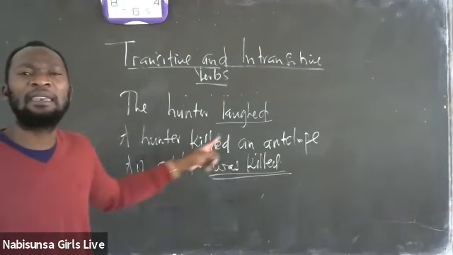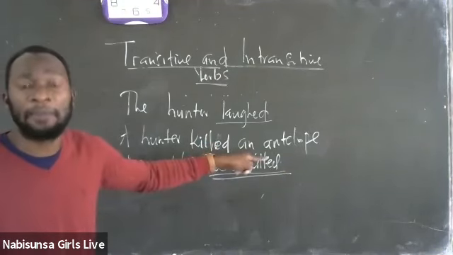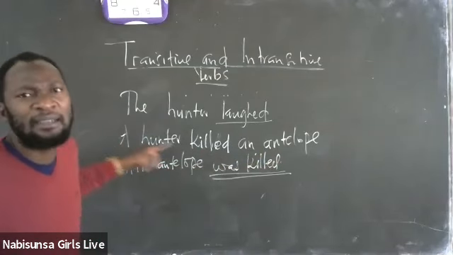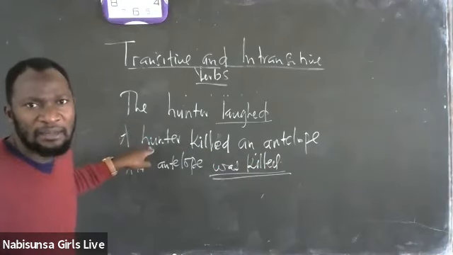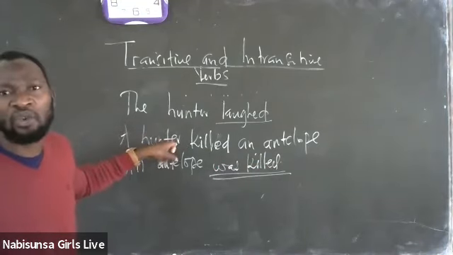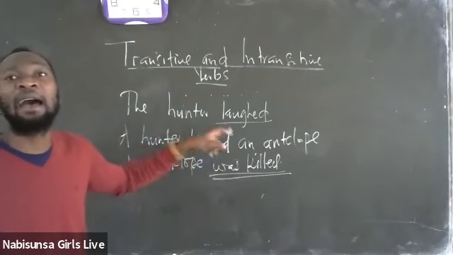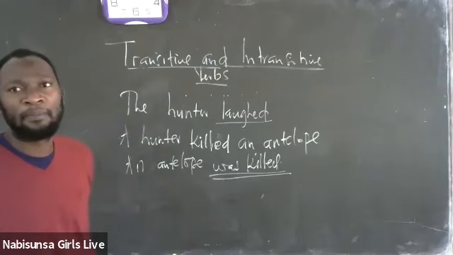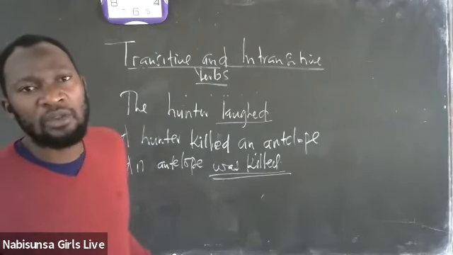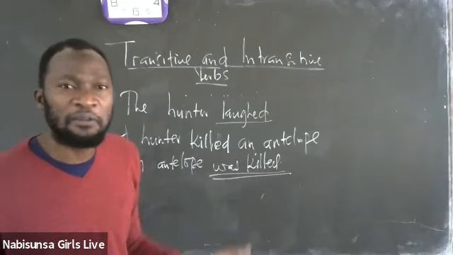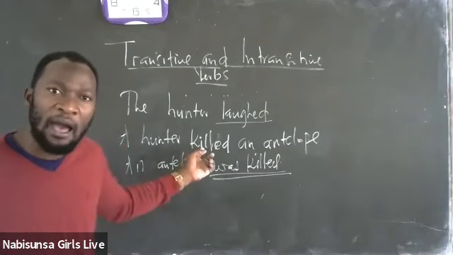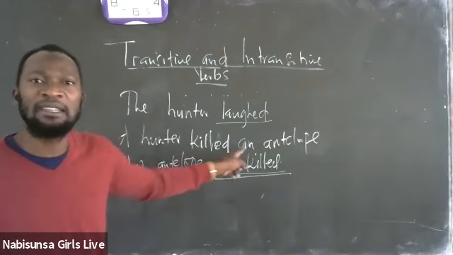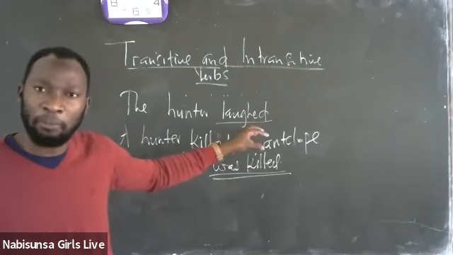Why? Because it affected the killing. How does it affect the killing? The killing must have happened to something. And that something is an antelope. Who caused the killing? It is the hunter. So our subject committed an action, which is to kill an antelope. So our subject killed an antelope. You get it, Anisha? So we are saying that transitive verbs are verbs that require an object, like the verb to kill is transitive, so it needs an object to make it complete.